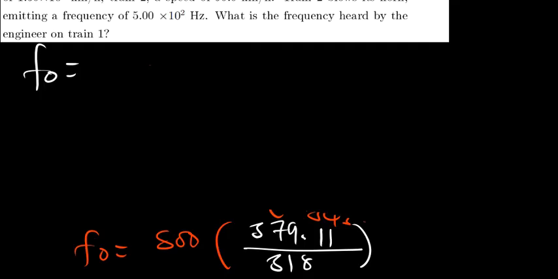So what am I getting? Okay, let's put it here. So we are saying we have 379.11. My calculator is having some issues. Let me use a different one. 379.11 divided by 318. Okay. Then I'm getting 1. Yeah, so now my calculator is okay. 1.192. This times 500. Okay.